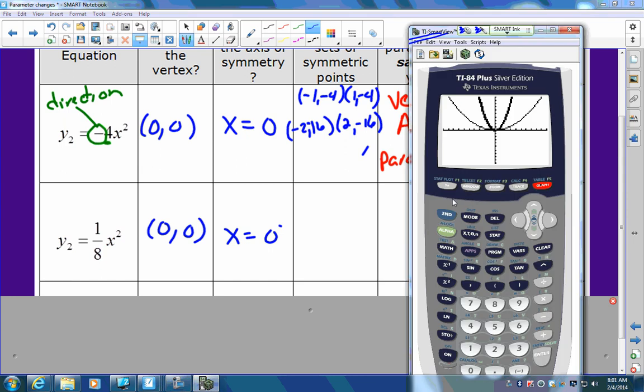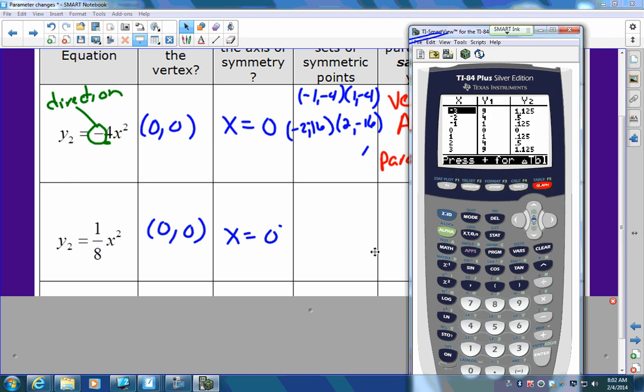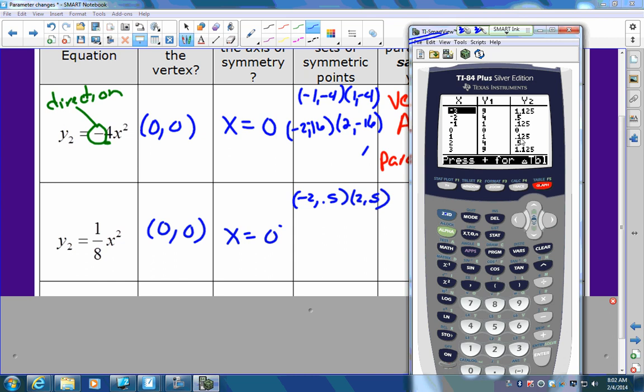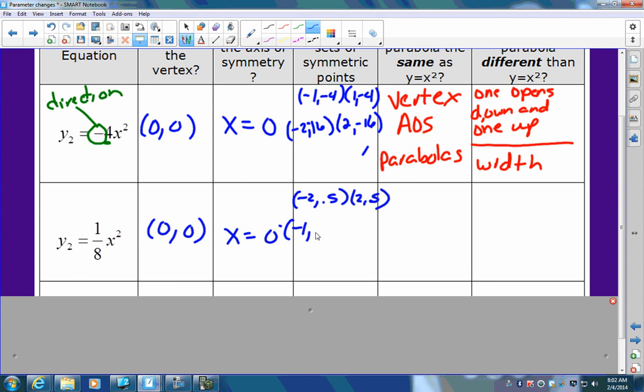If you went in here to find your symmetric points, how do you pick your symmetric points? They have the same what number? X or Y, please. Same Y numbers. So I'm going to choose, there's a bunch of decimals, negative 2 and 0.5, and 2 and 0.5. Then 1 and 0.125. So negative 1 and 0.125 and 1 and 0.125.